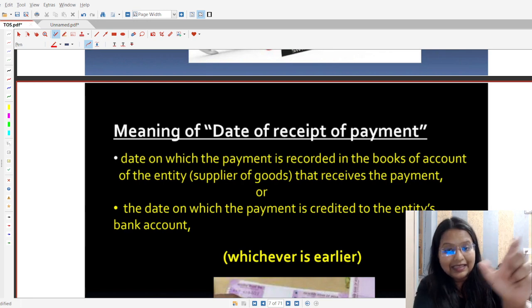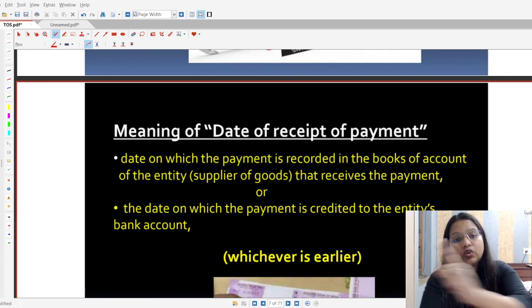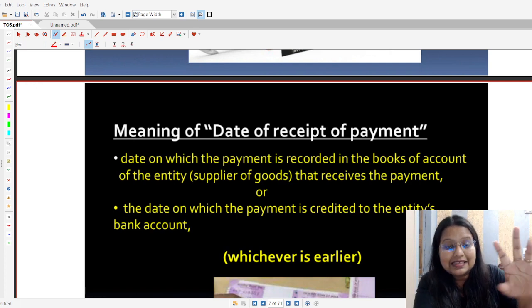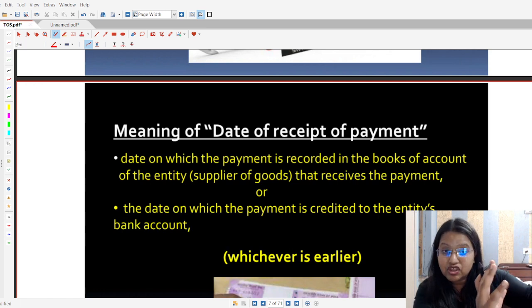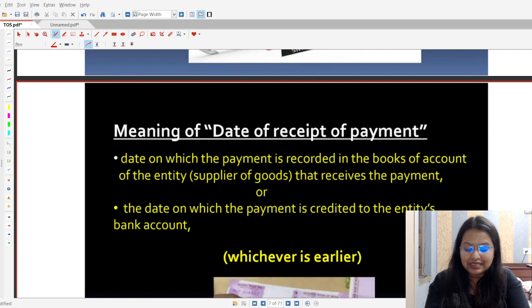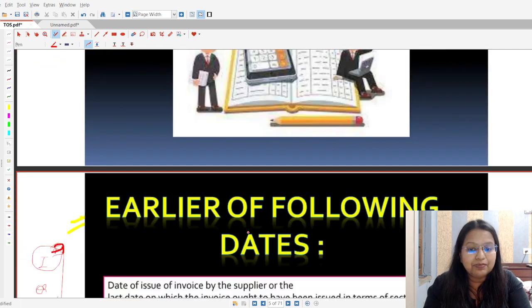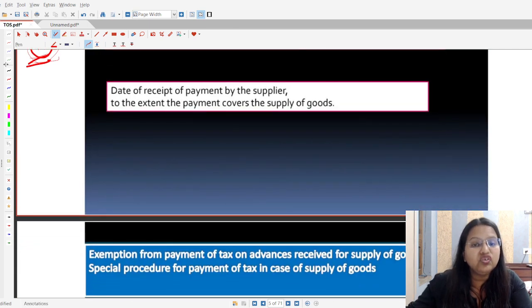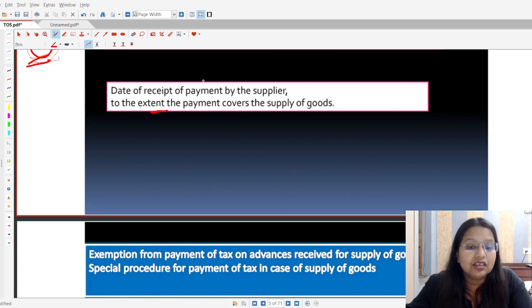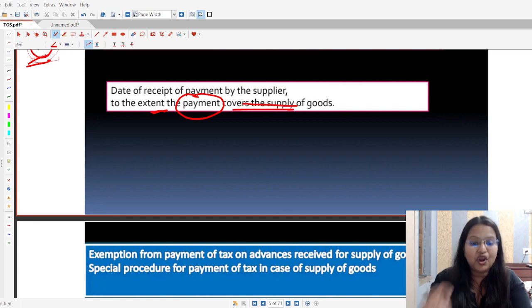First of all, in the case of P, the date on which payment is actually received, that is, payment is credited to the entity's bank account, and the second case is the date on which the payment is recorded in the books of accounts. That is if it is a case of accrual system. Okay, so whichever is earlier. Now students, in both the parts, we have to cover only that supply to the extent, if it is a case of invoice, to the extent the invoice covers the supply of goods, and if it is a case of payment, to the extent the payment covers the supply of goods. The additional part will not be covered here.